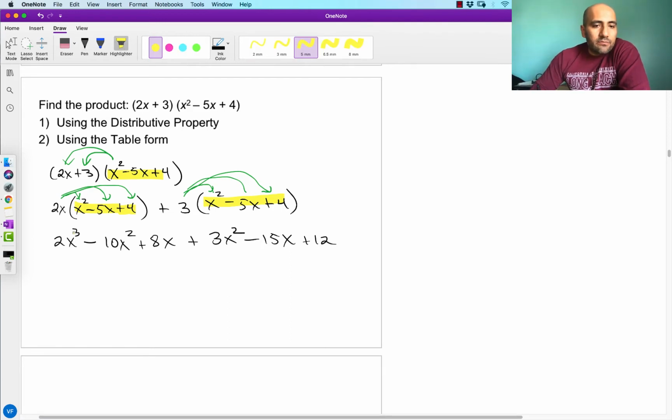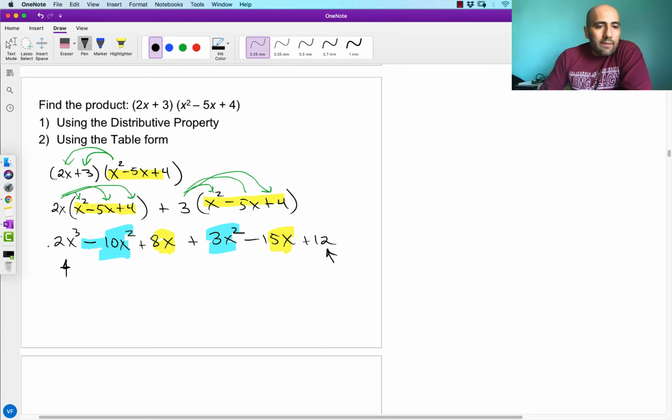Finally, we combine like terms. This guy and this guy are like terms. No like terms with that guy, right? So this guy and this guy are like terms, keeping in mind that's a minus 10x squared. And then this one and this one are like terms. And then nobody wants to play with the sad cube, and nobody wants to play with the 12.